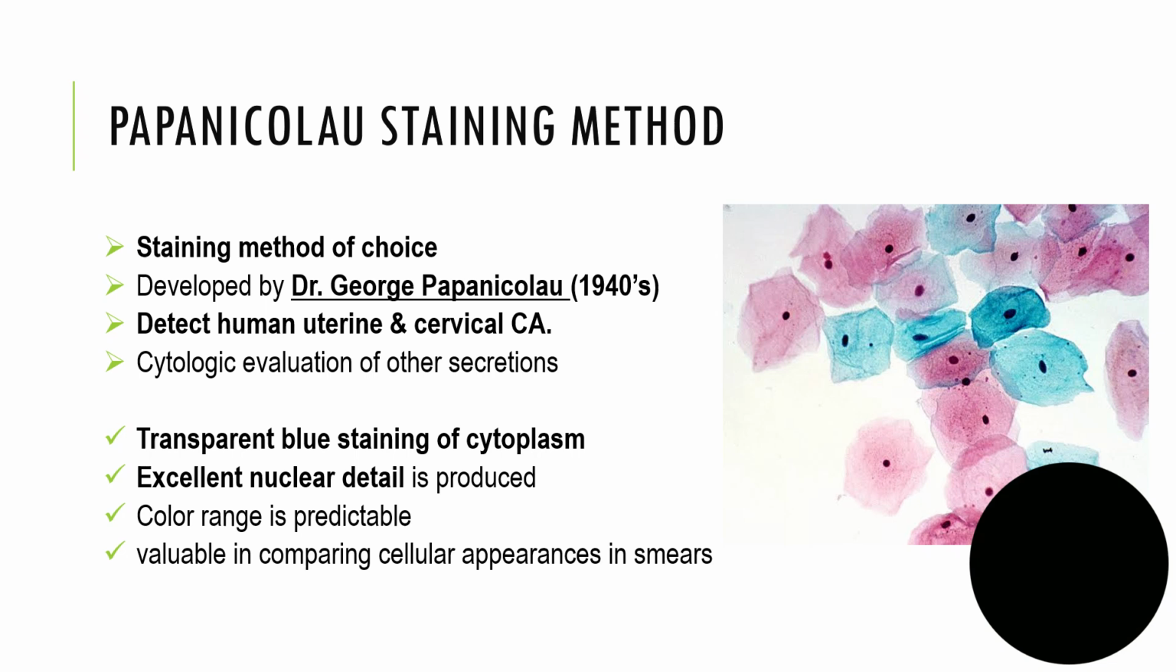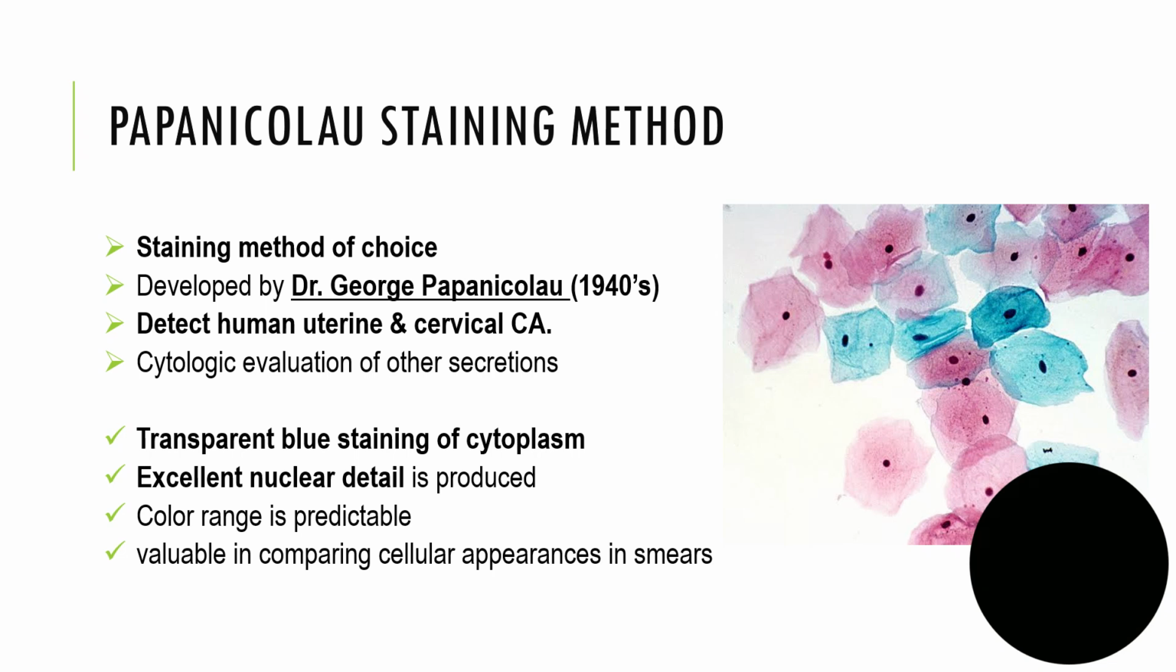What makes the Pap stain special? There are four key qualities. First, it produces transparent blue staining of the cytoplasm, which preserves clarity and allows cells below to be seen. Second, it produces excellent nuclear detail. This is critical because nuclear characteristics are the primary basis for distinguishing benign from malignant cells. Third, the color range is predictable, meaning you can reliably interpret what you see without ambiguity. Fourth, it is valuable for comparing cellular appearances across different smear types and disease states.